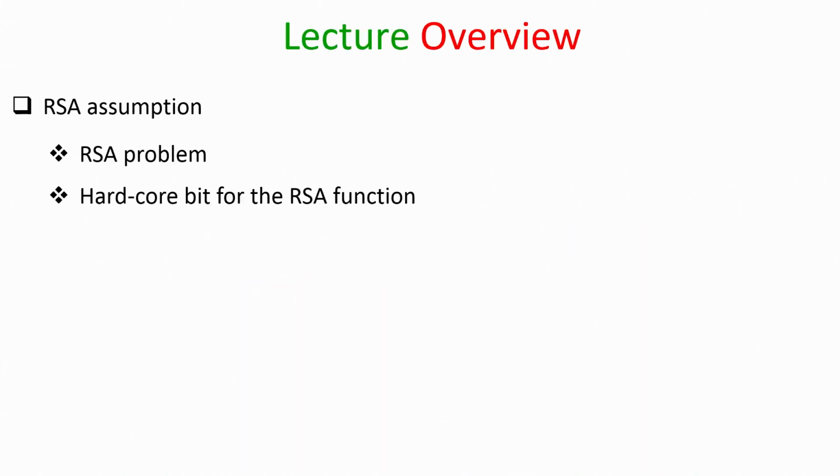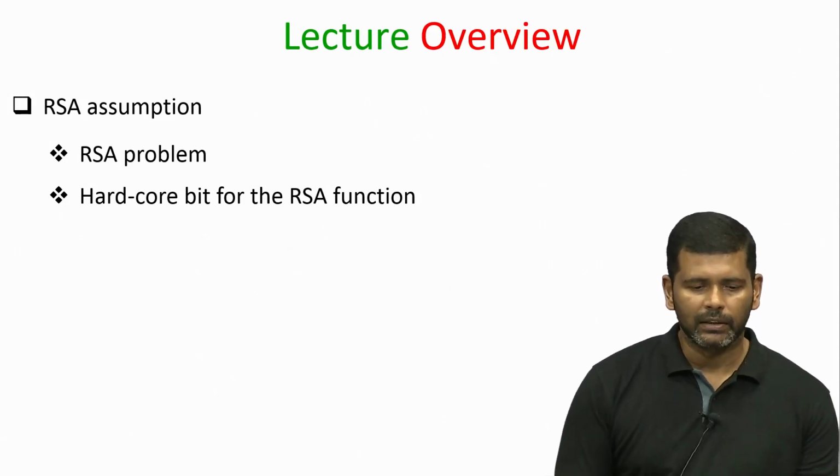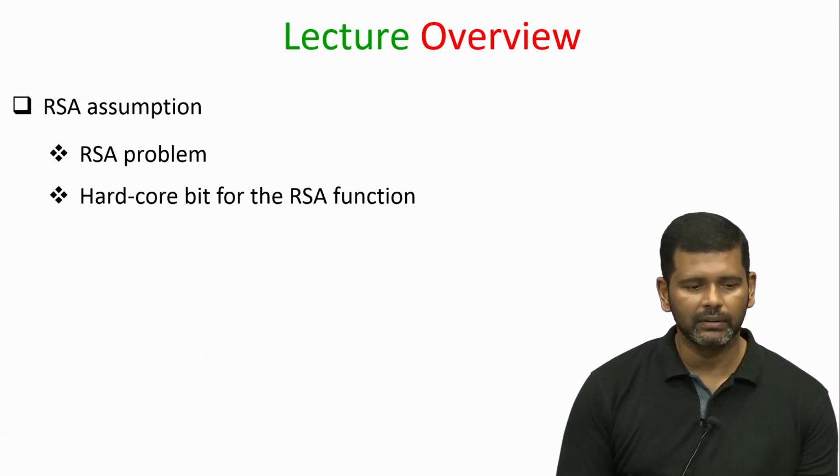So, we have seen the definition of oblivious transfer, and our next goal will be to construct oblivious transfer protocols. With that goal in mind, in today's lecture we will see the RSA assumption, the RSA problem and the hardcore bit of the RSA function.